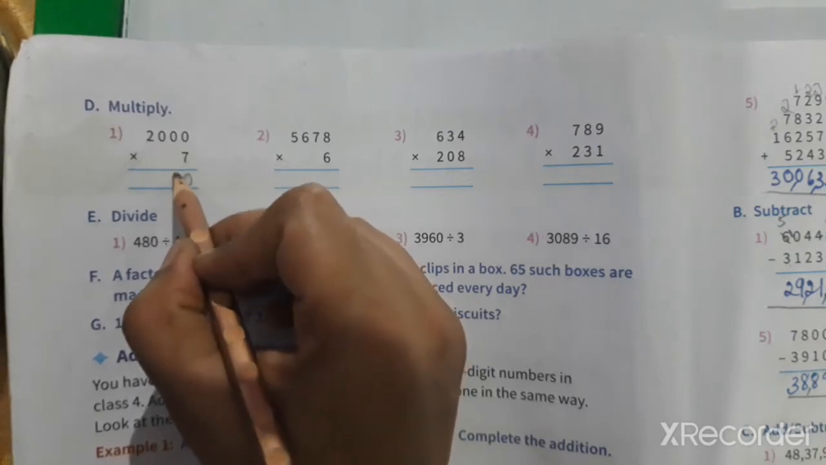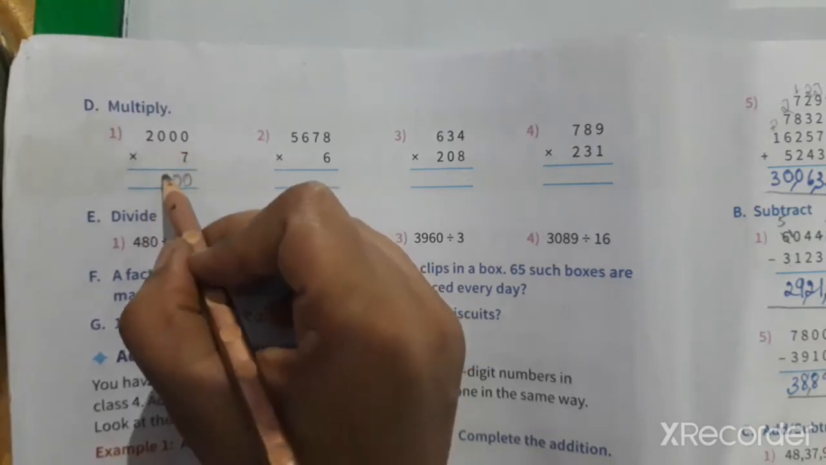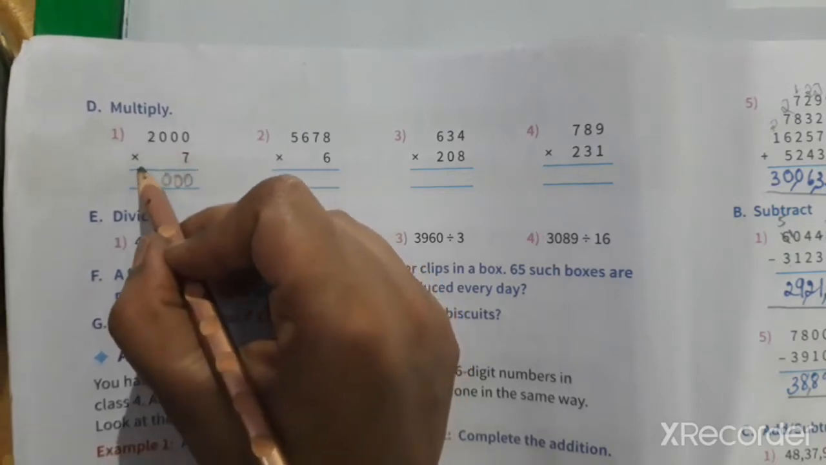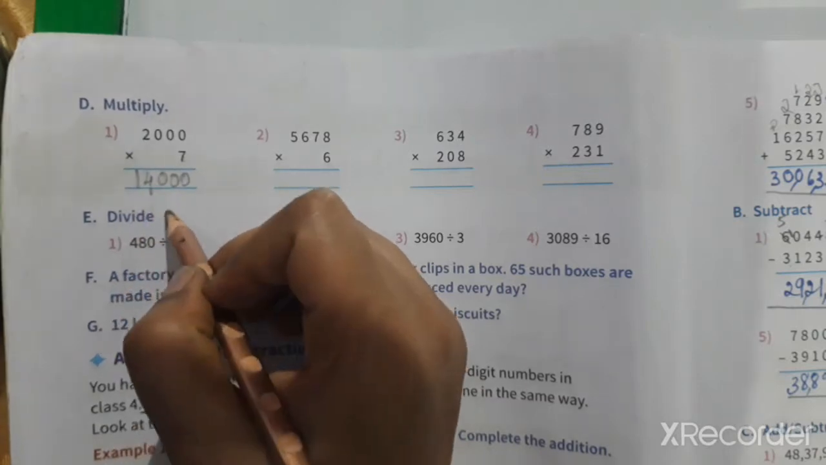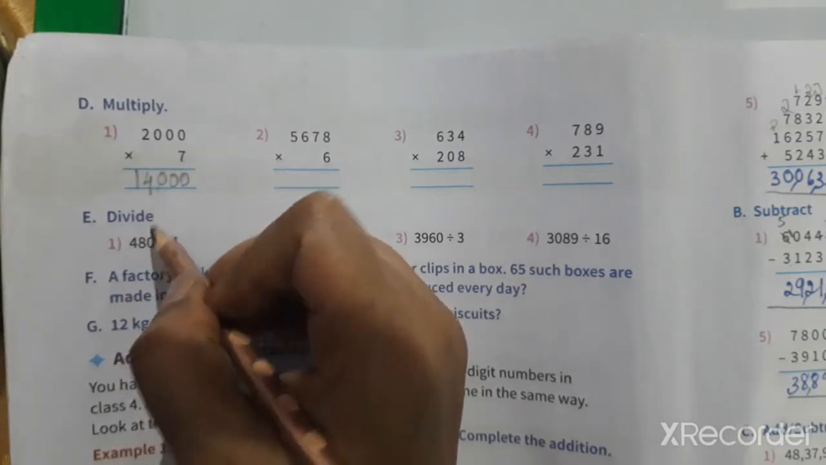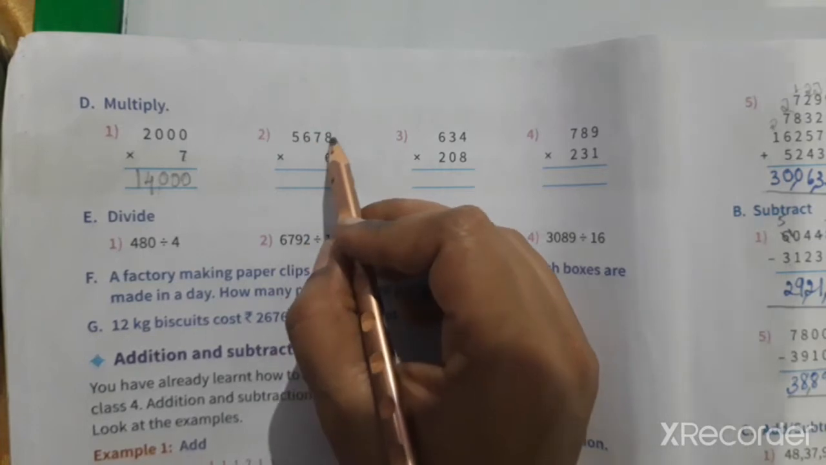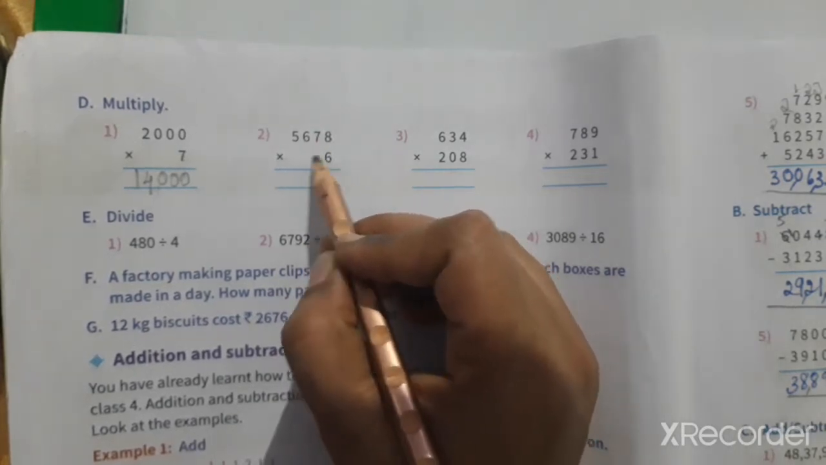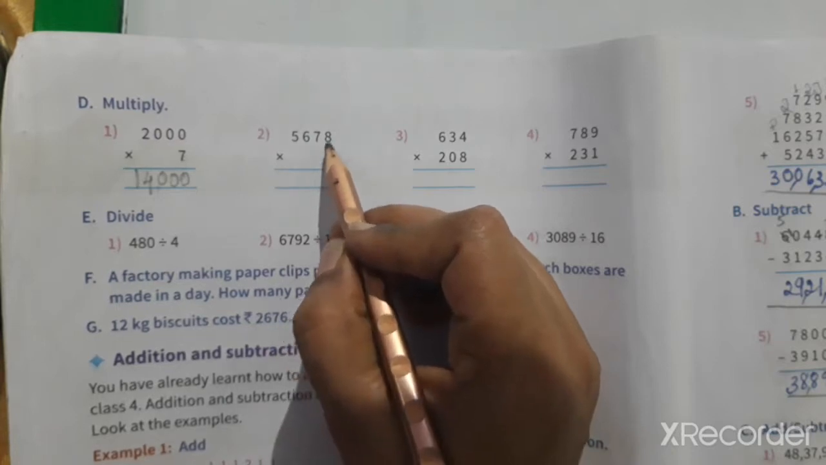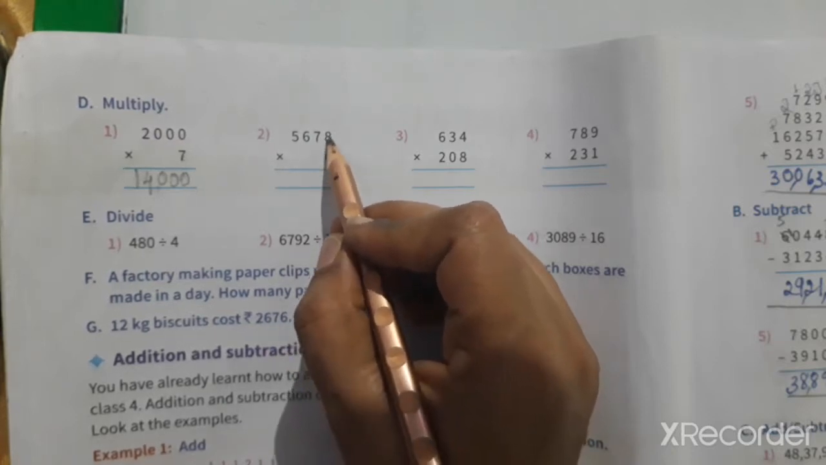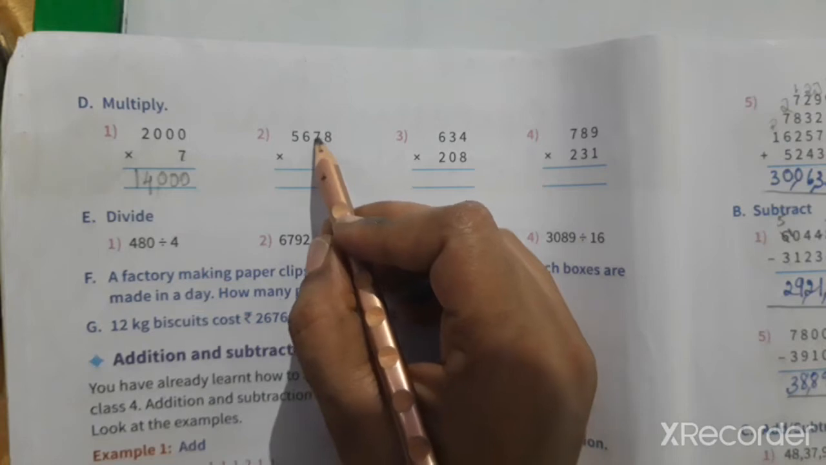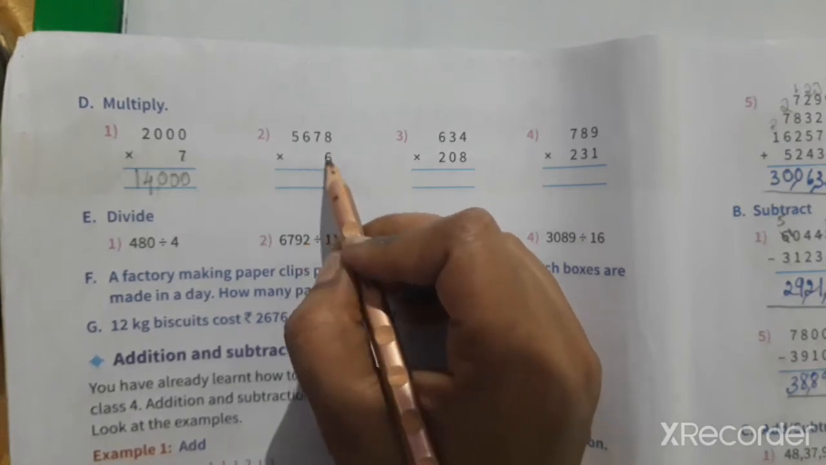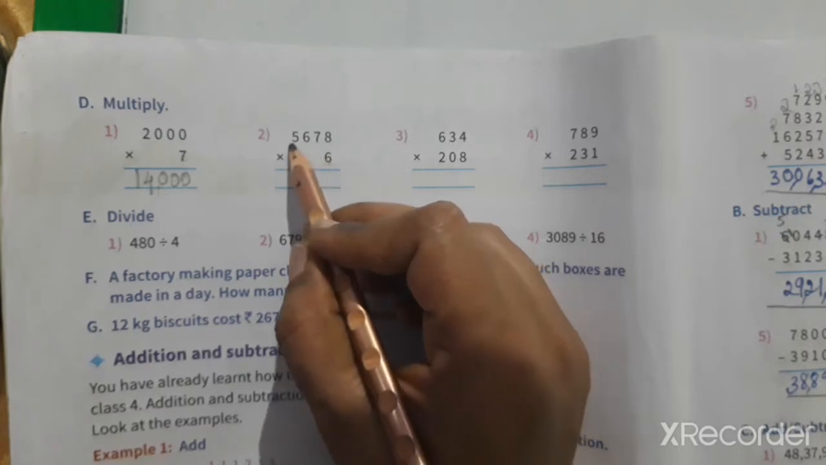And 7 into 0 is 0. 7 into 0 is 0. 7 2s are 14. Okay, answer is 14,000. So here a 4 digit number is multiplying with a 1 digit number. So with 6, the second line number, we have to multiply each number. 6 into 8 first, and 6 into 7, 6 into 6, 6 into 5, means with this second line first number with each number.